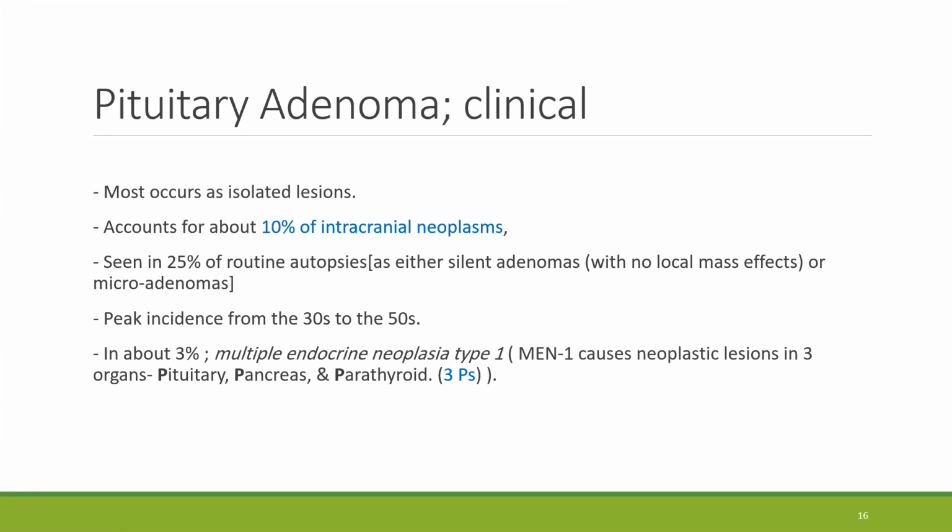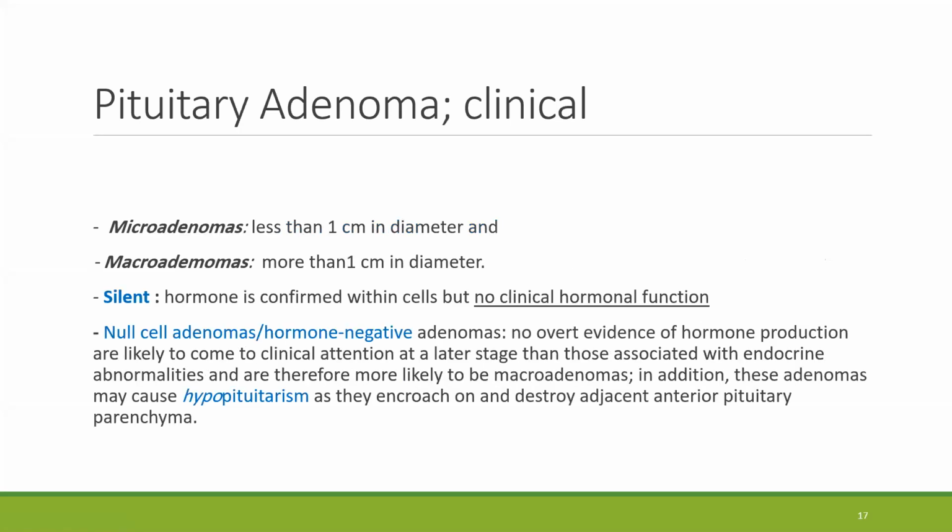In about 3% of adenomas, it can be seen in MEN type 1. You know, MEN type 1 with the 3 P's: pituitary adenoma, pancreas, parathyroid. So in about 3%, it presents as multiple endocrine neoplasia type 1. The most common age for adenoma actually is 30 to 50. So almost 30, 40, 50, something like that, most of the cases of adenoma.